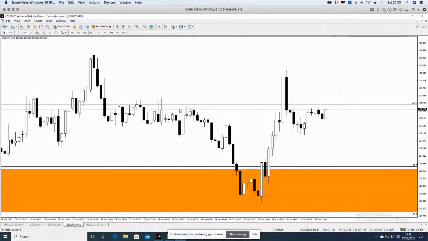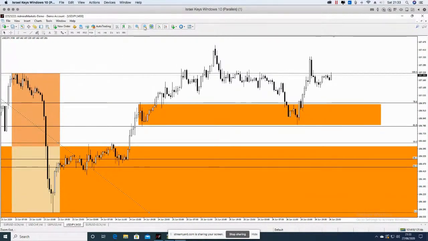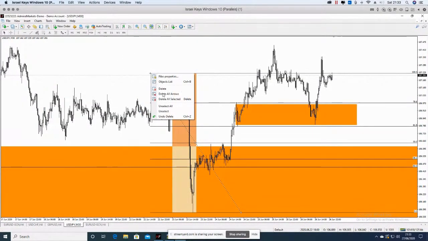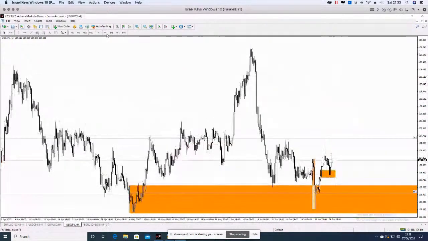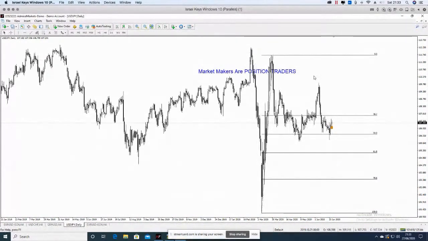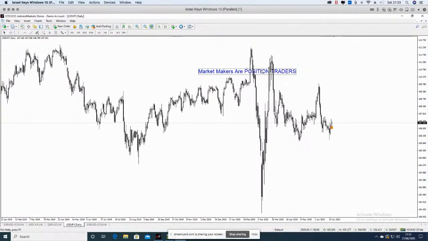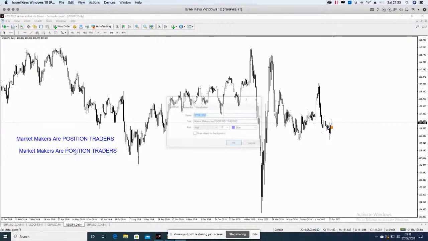And so you need to remember, market makers are position traders. What does that mean? It means to understand their behavior. Let's get rid of this. Market makers are position traders. Put that there. Number one, top-down analysis.